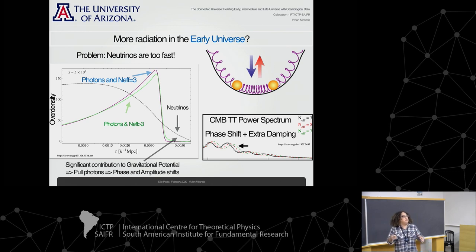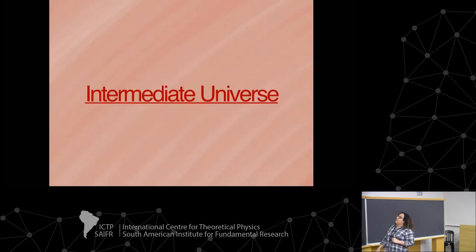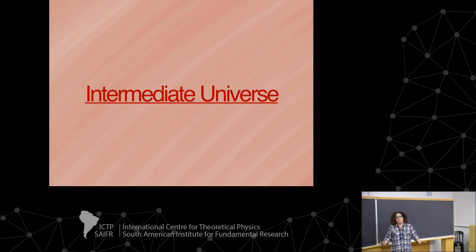This is what a phenomenologist would tell a theorist. And then the theorist would try to say, okay, what if these neutrinos have self-interactions that slow them down? So this is the talk between theorists and phenomenologists that we have to do. This is another possibility. And with that, I end the part about the early universe.